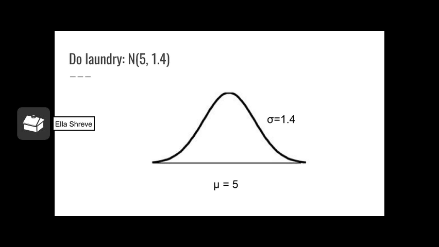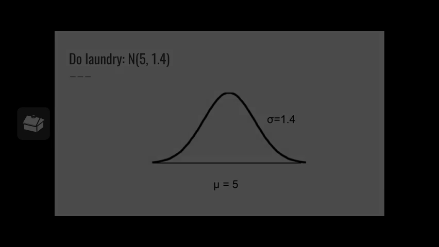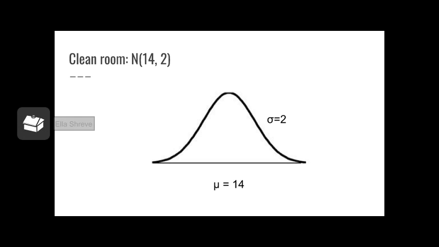Since the problem states that the time to do laundry is normally distributed, you can place it on a normal curve. As stated, the mean is 5 and the standard deviation is 1.4. This graph shows the normal curve of cleaning your room with a mean of 14 and a standard deviation of 2.